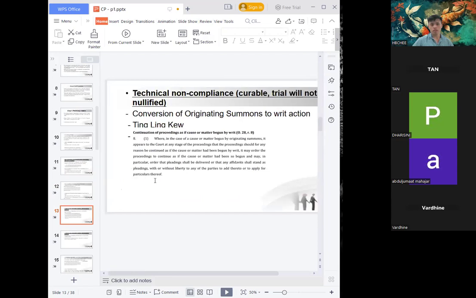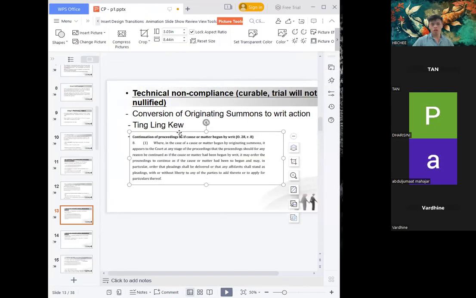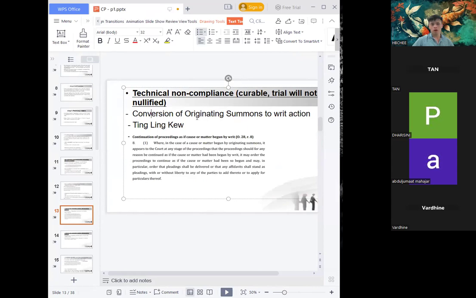Now, we come to another type of technical non-compliance, which is curable and the trial will not be nullified. So the first thing is conversion of OS to a writ action. For everyone's knowledge, OS is originating summons. You will start your case by using the originating summons together with your affidavit in support. It means that during the entire process, both parties are just exchanging affidavits.